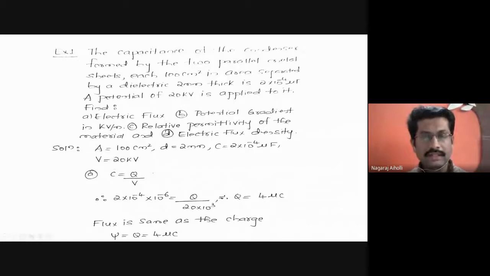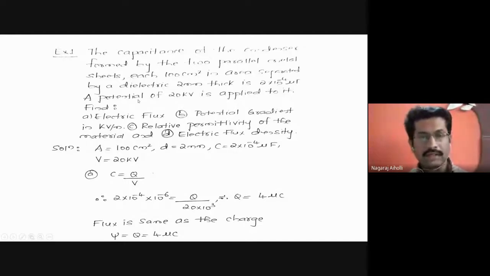Read the question. The capacitance of the condenser, that is the capacitor or the condenser, both are one and the same. Capacitance of the capacitor formed by the two parallel plate metal sheets. So it is a parallel plate capacitor, and the area of each plate is 100 centimeters square, and these parallel plates are separated by a distance of 2 millimeter. The capacitance is 2 into 10 raised to minus 4 microfarad. They have given the value of the parallel plate capacitor as 2 into 10 raised to minus 4 microfarad.